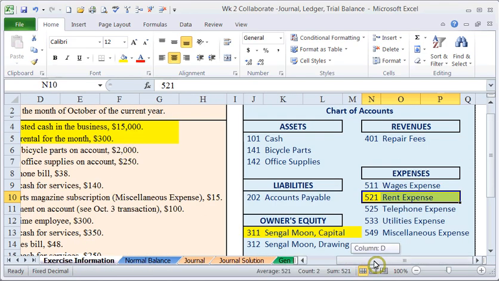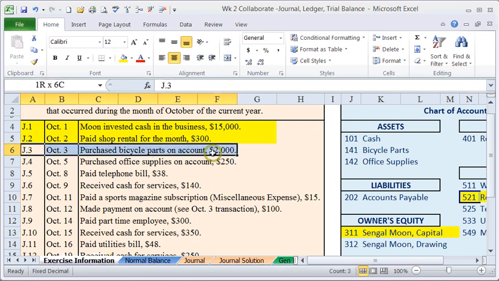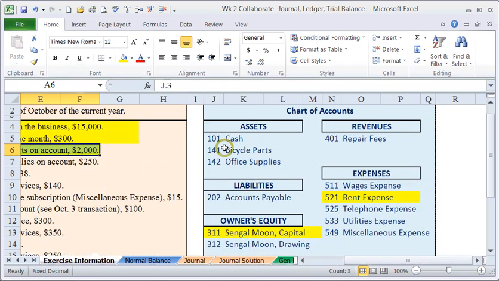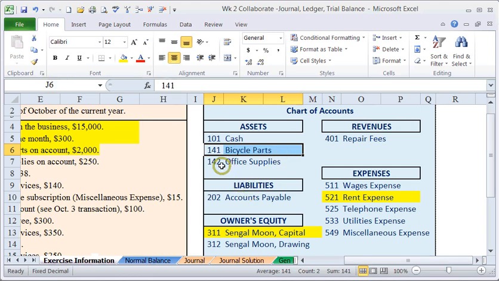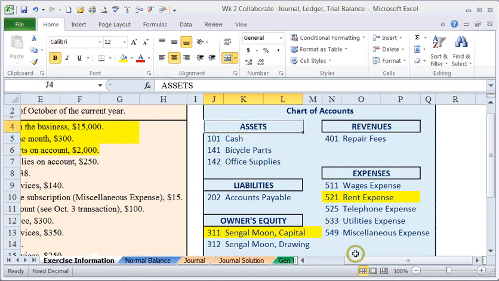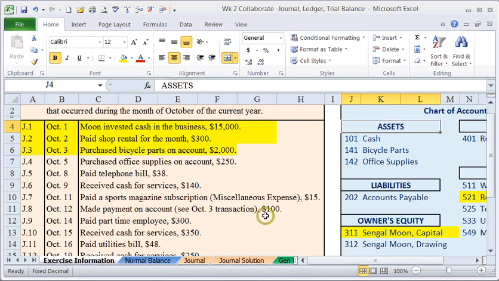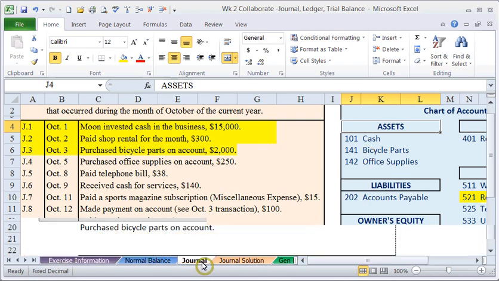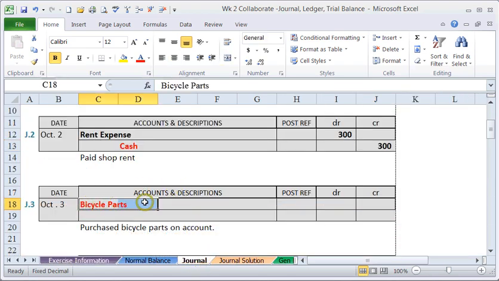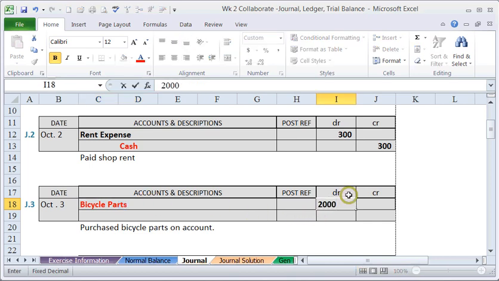Let's look at his next transaction. He purchased bicycle parts on account for $2,000. If we look at his chart of accounts, we can see that bicycle parts is an asset. He now has more bicycle parts, so we're going to increase the balance in bicycle parts with the debit. So let's go do that. I've given you the name of the account. We're going to put that $2,000 in the debit column.